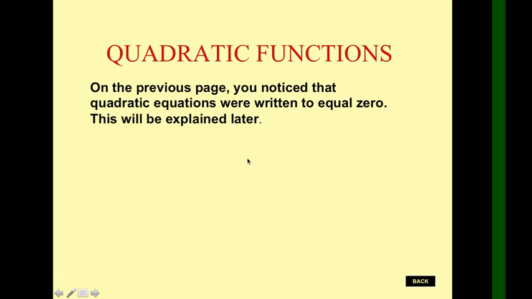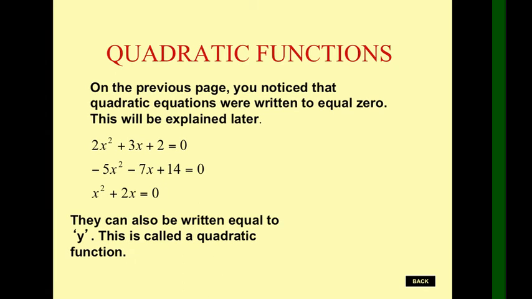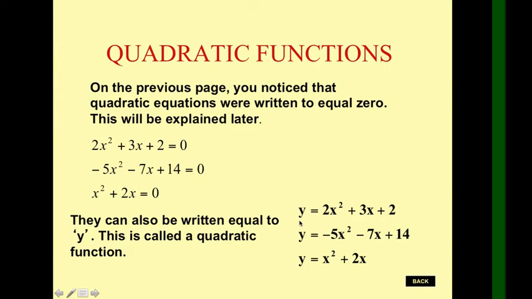Quadratic functions. On the previous page, you noticed that quadratic equations were written equal to 0. This will be explained later. 2x squared plus 3x plus 2 is equal to 0, negative 5x squared minus 7x plus 14 is equal to 0, and x squared plus 2x is equal to 0. They can also be written equal to y. This is called a quadratic function. So when they are equal to y, that's what we call a quadratic function. So y is equal to 2x squared plus 3x plus 2, y is equal to negative 5x squared minus 7x plus 14, and y is equal to x squared plus 2x are also called quadratic functions.